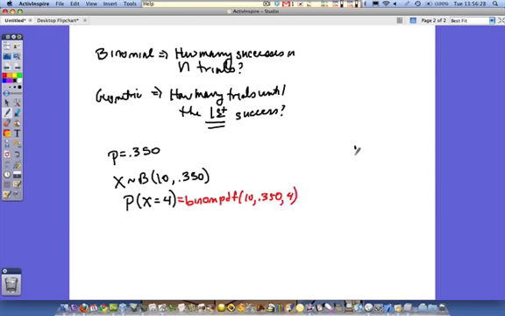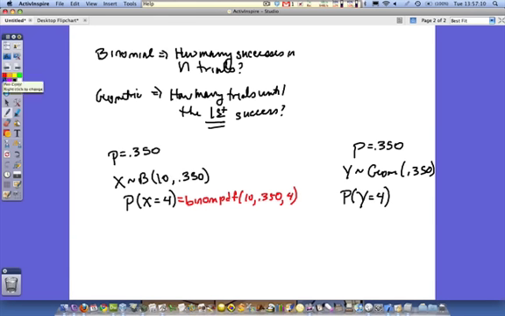The geometric question, same probability of success. If y is geometric with a probability of success of 0.350, now this means what's the probability we will get our first hit on our 4th at-bat? First hit on the 4th at-bat. Okay, that's the basic difference between binomial and geometric, and you have to know that difference, because in the problem, you're going to have to read the problem and decipher which way to go. Is it number of successes out of n, or is it how many trials until the first success?